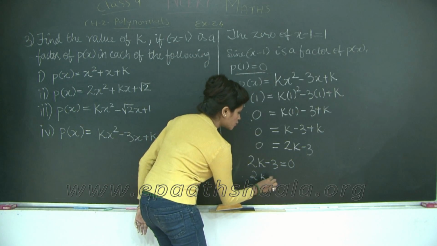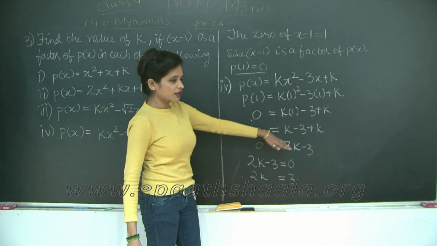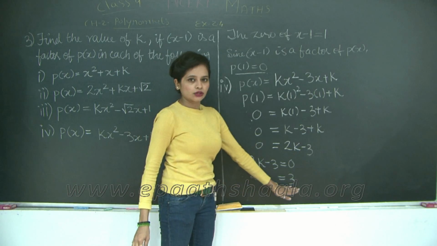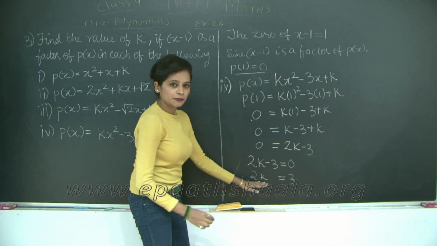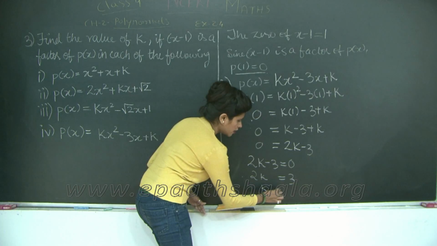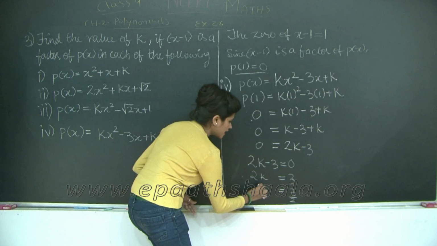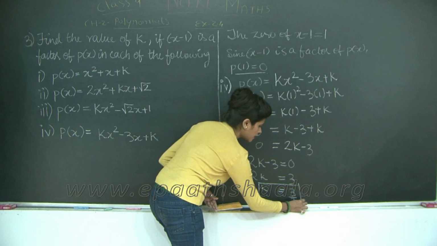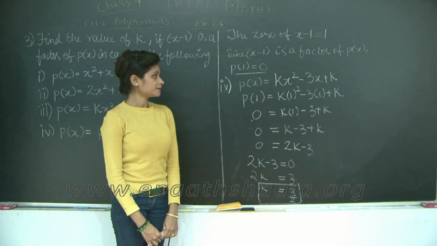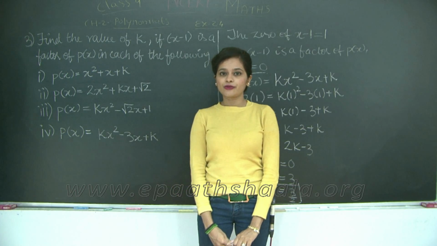Therefore, 2k is going to be 3. Why 3? Because 3 was negative on the left hand side. Since I am bringing only 3 on the right hand side, the sign will change. Therefore, it is 2k is equal to 3. Now, 2 is getting multiplied with k. Therefore, it will come here and divide 3 because I am bringing it to the right hand side. So, this is 3 upon 2. Therefore, we have the value of k as 3 upon 2. Please take a look. So, we have finished question 3. We will continue with question 4 in the next class.